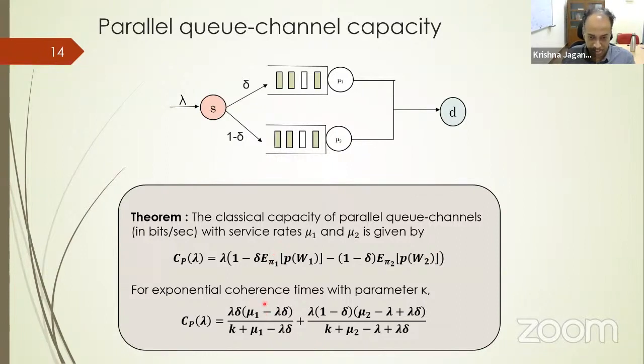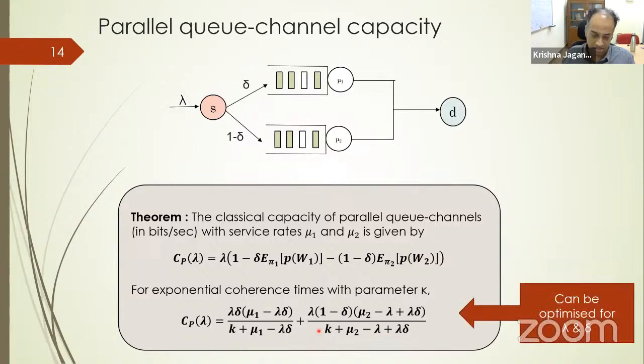And if you have exponential coherence times, you can calculate in terms of lambda, delta, and kappa. You can optimize this capacity in terms of optimal pumping rates: for fixed lambda, what is the optimal splitting, for fixed splitting, what is the optimal lambda. All that you can do, just like we did for the single Q channel. So this is a parallel Q channel.